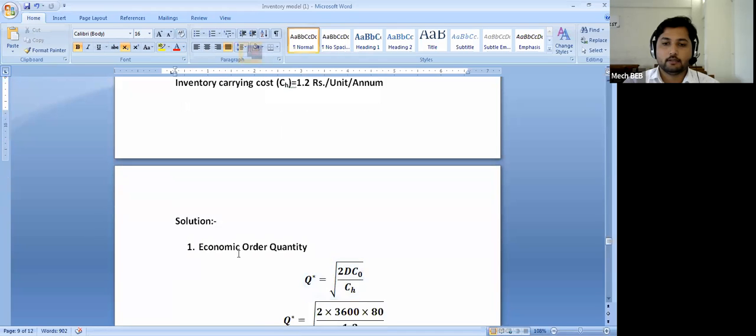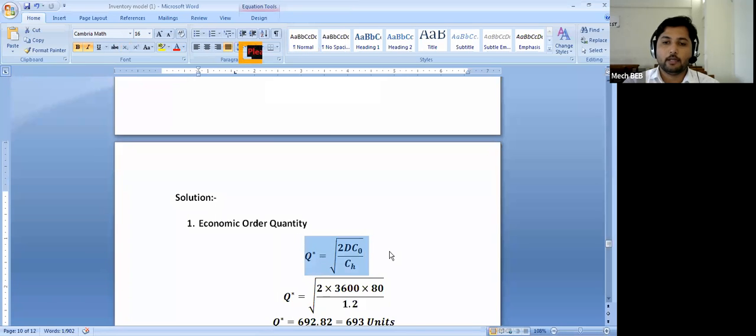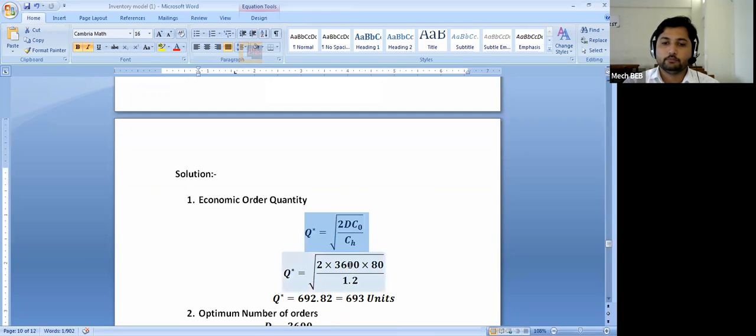So the first one is economic order quantity. You can write economic order quantity Q star is equal to under root of 2 multiplied by D multiplied by C naught divided by CH, where D is the annual demand, C naught is the ordering cost per order, and CH is the per unit inventory cost. All the values are known to you.